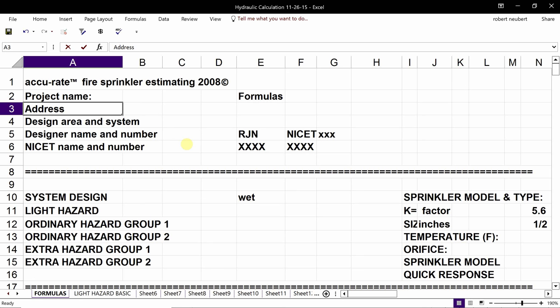Welcome to the accu-rate hydraulic calculating system. Here is an opportunity to get ahead of your competitors. Design build jobs exist. It saves the builder time. They will call you on Monday and tell you an answer is needed on Friday.